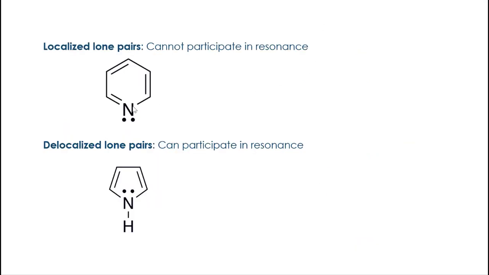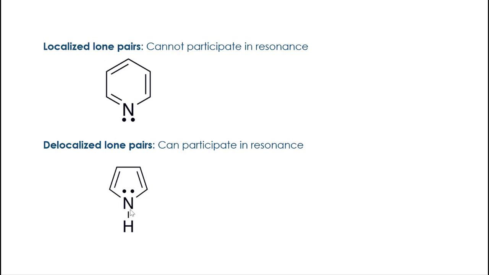A localized electron pair is referring to a lone pair that cannot move via resonance. So for example, if you look at this nitrogen atom, it already has a double bond. And so that tells you that the lone pair on top of this nitrogen cannot participate in resonance because the p orbital is already occupied by this double bond.